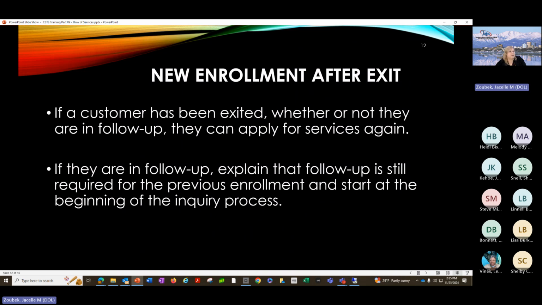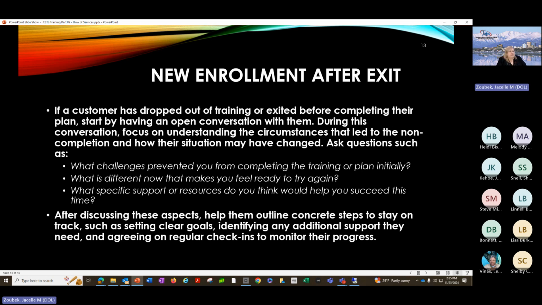New enrollment after exit. If a customer's been exited, whether or not they are still in follow-up services, they can apply for services again. If they're in follow-up, explain that follow-up is still required for the previous enrollment and start at the beginning of the inquiry process. So what's new now, basically? A new enrollment after exit: if they dropped out of training or exited before completing their plan, so maybe they ghosted you or something like that, start by having that open conversation with them.